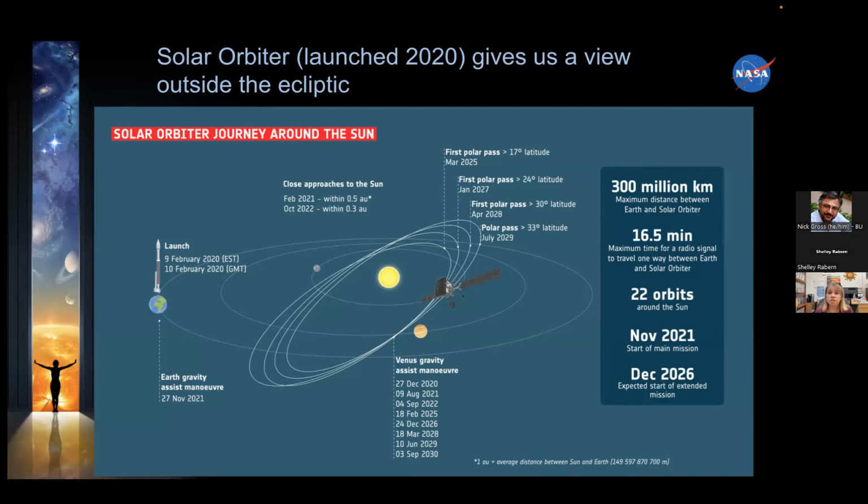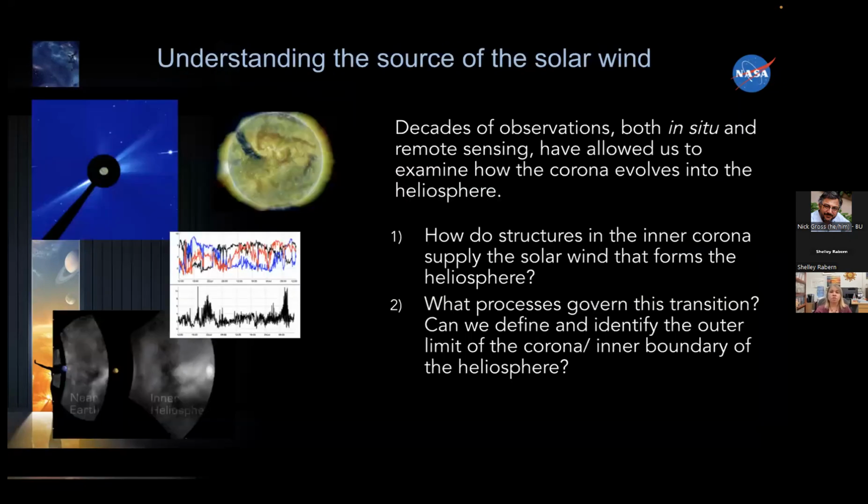So the combination of these two is changing a lot of what we understand about how the corona turns into the solar wind. So let me, you guys can just tell me when I'm going too long. To understand the source of the solar wind, we have decades of observations, both in situ, meaning the direct sensing of the plasma and measuring magnetic field, density, things like that, and remote sensing, meaning that we're taking images, collecting photons, and doing something creative with photons. And that has allowed us to examine how the corona evolves into the heliosphere.